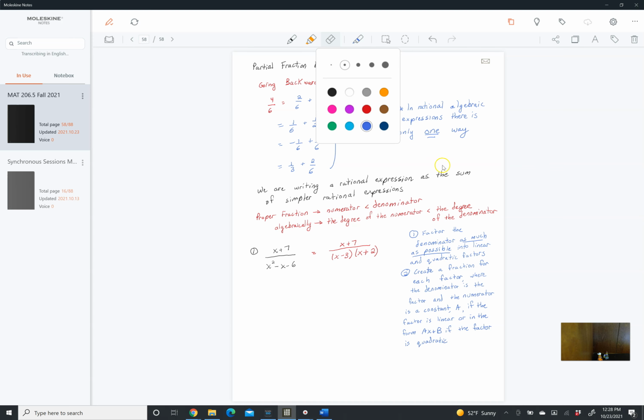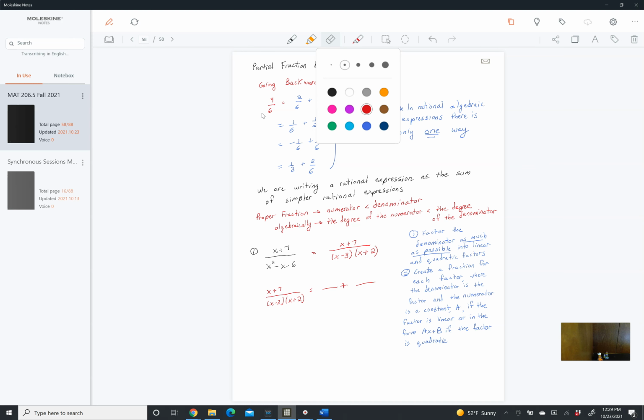Okay, so what does that mean? That means that (x plus 7) over (x minus 3)(x plus 2). Notice we're using the factored denominator. We're going to create a fraction for each factor. So there are two factors here, x minus 3 and x plus 2, so we have two fractions.